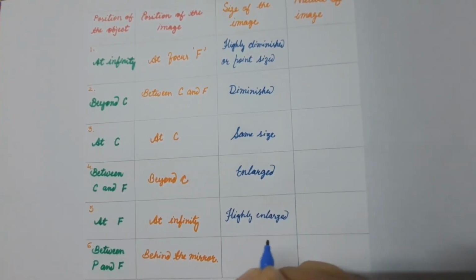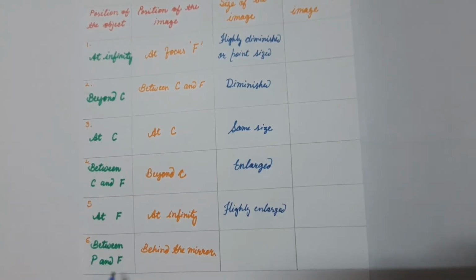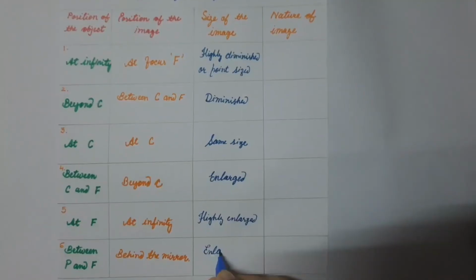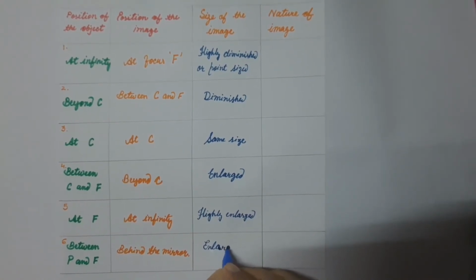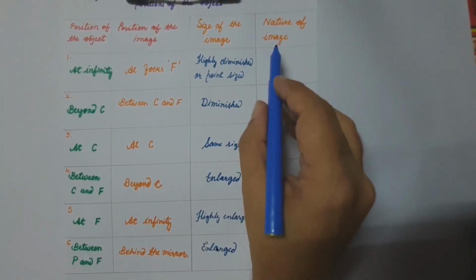Means bigger size. Last case, when the object is between P and F, pole and focus, the image will be formed behind the mirror and the image will be enlarged. Now we will discuss the nature of the image.